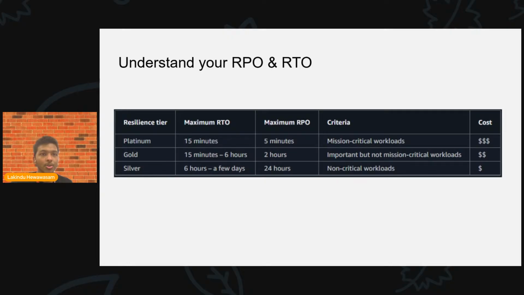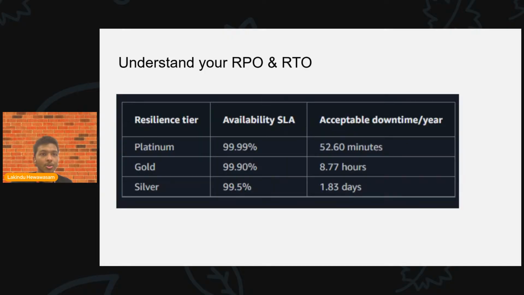If you want really great RPO and RTO rates, you have to make sure you invest a lot in your infrastructure. Once you have deduced these two factors, you can then derive your SLA on how much downtime you have per year. So depending on this, you can start designing your architecture.